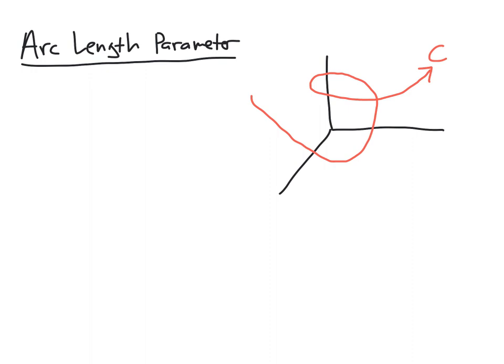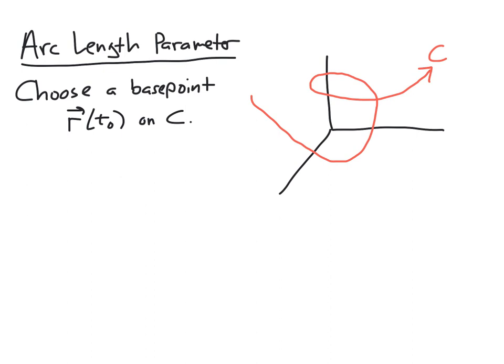And so to develop the arc length parameter, we need to do a couple of things. The first thing that we need to do is choose a base point for the parameter. And that can be any point on the curve. We just need to give it a name. So I'm going to give it the name r of t naught. And like I said, it can be any point on C. So I'm going to pick this point right here that I'm identifying on the curve. And this will be r of t naught. So this will be my base point. And now all these other calculations that we do will be based on this point as our starting point.